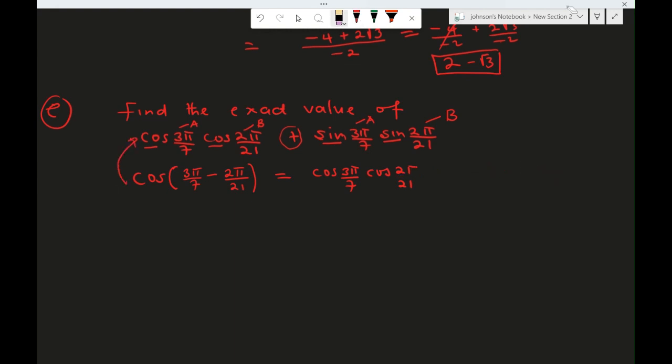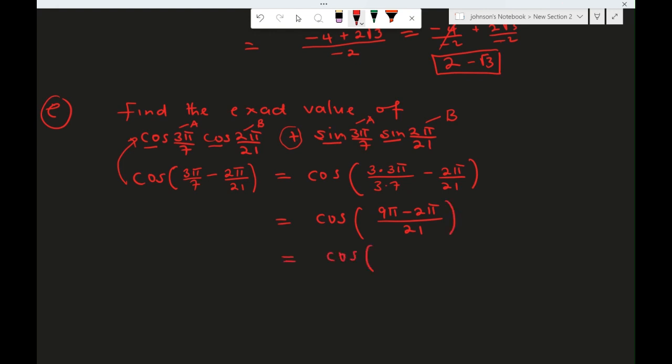But this is not what we are looking for, because we want to find the exact value. We don't want to expand anymore. So this we can write as cosine of, I can multiply both top and bottom by 3, so this is 3 by 3 pi over 7 minus 2 pi over 21. And this easily becomes cosine of 9 pi minus 2 pi over 21.